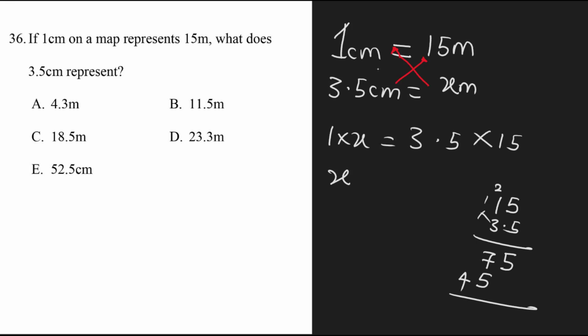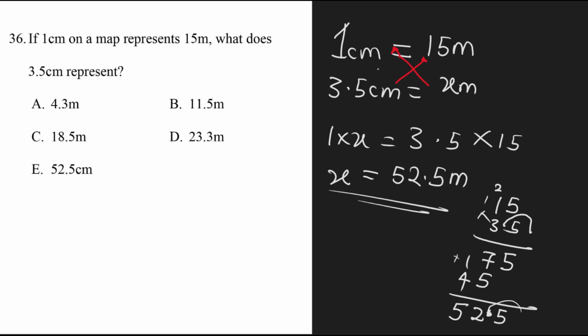So if you add it, we're going to have 5. 7 plus 5 is 12. Put 2, carry 1. 4 plus 1 is 5. Move the decimal point how many times? Once. So we're going to move the point inside once from the back. So our answer, our x, is going to be 52.5 meters. So 3.5 centimeters will represent 52.5 meters. So let's check our answer. The answer is E. So let's move to the next one.